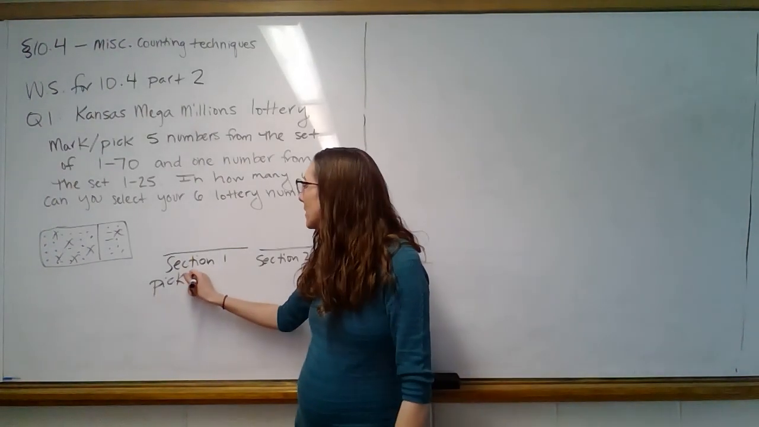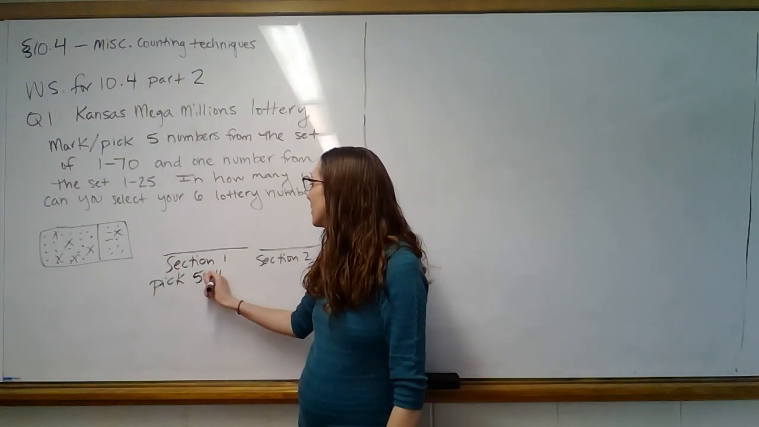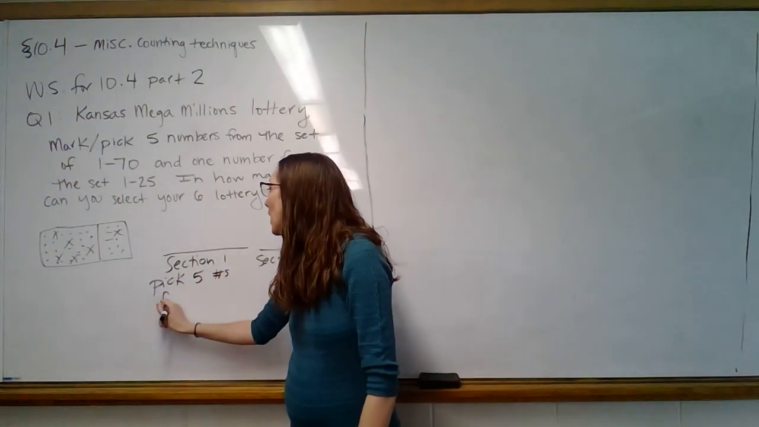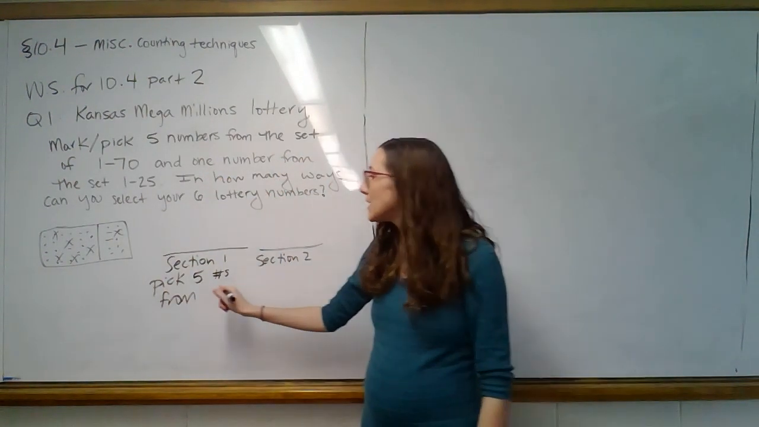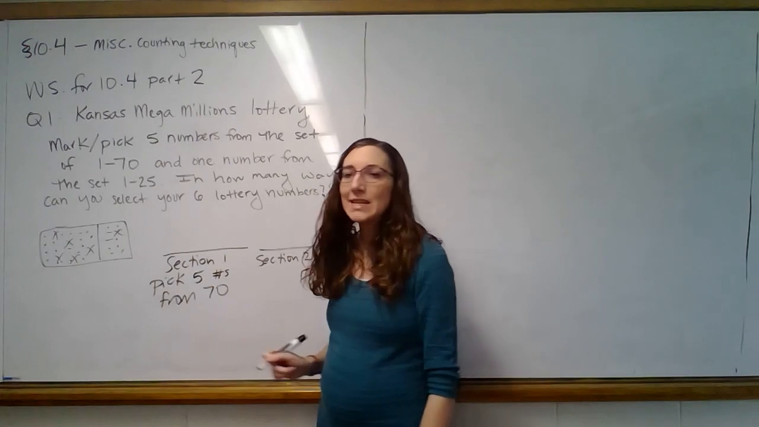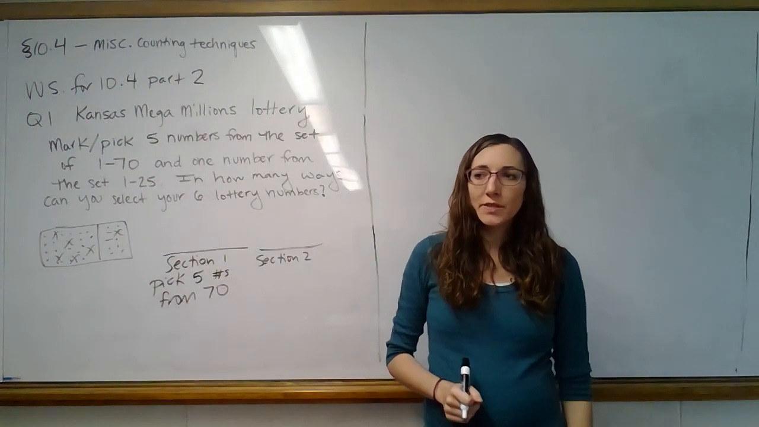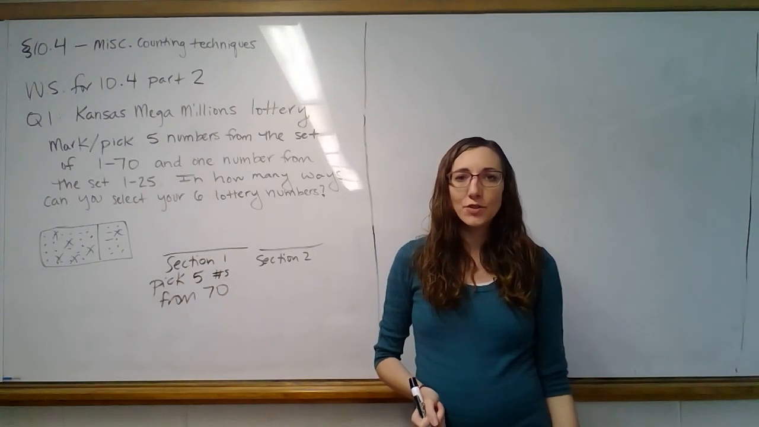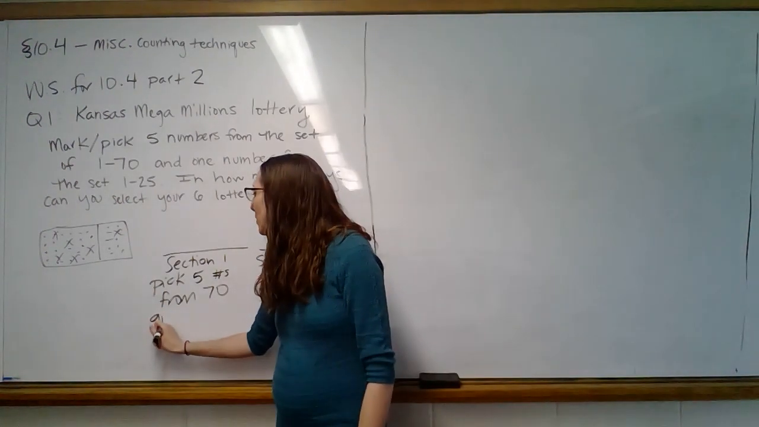So we need to pick, well, we're picking 5 numbers from how many? Well, on that section, that's the numbers 1 through 70, so there's 70 options. Pick 5 numbers from 70 options. Well, how many ways can I do that? Well, again, it's a group.